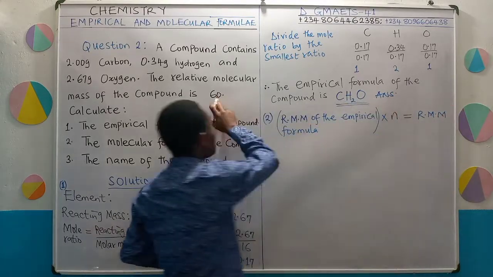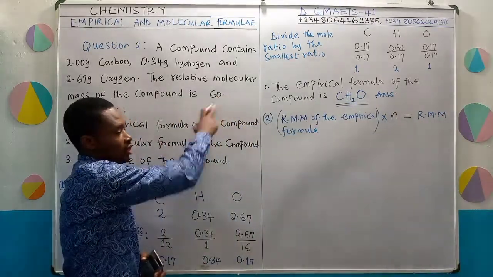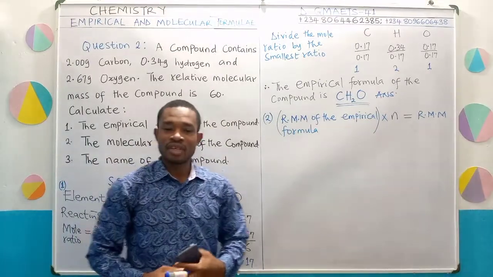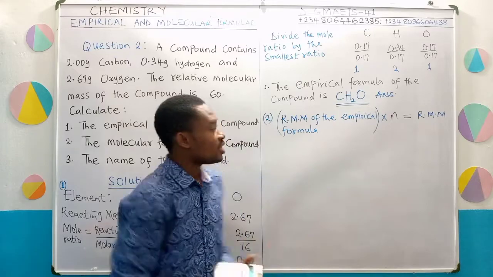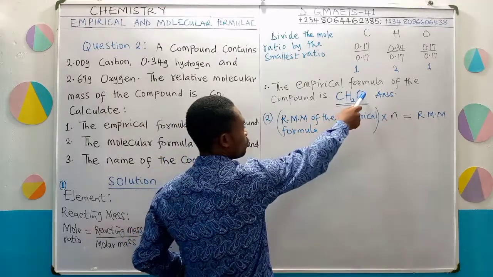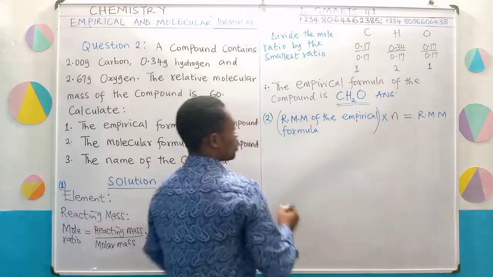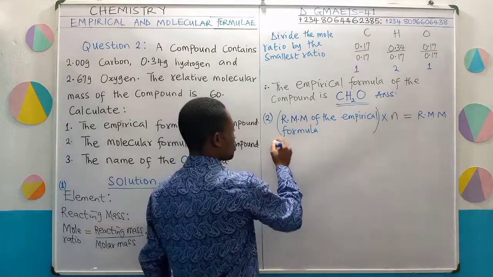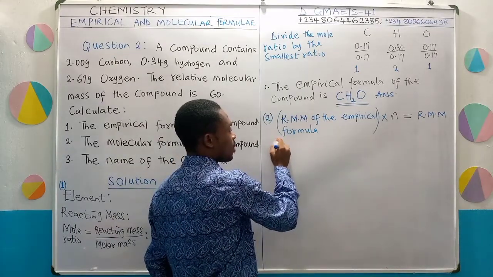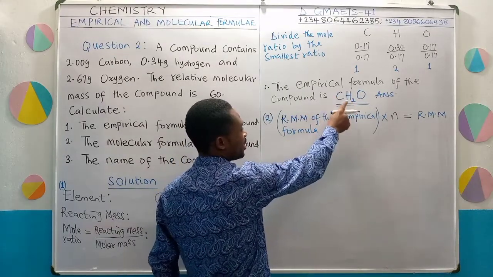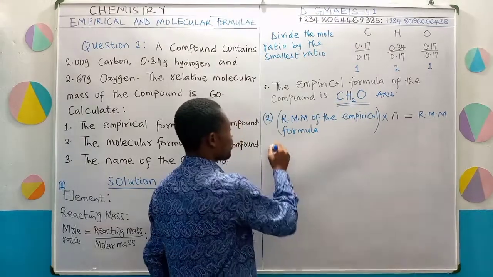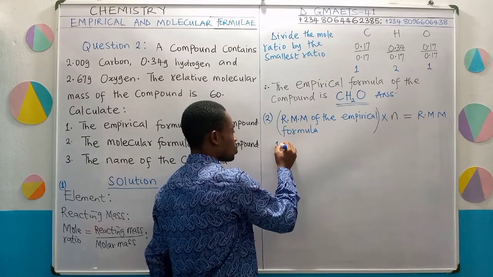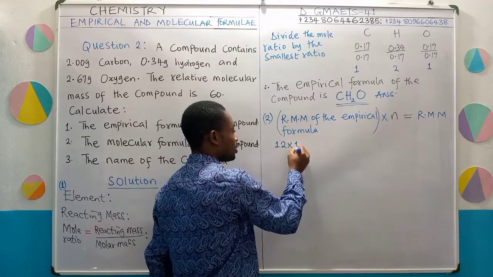Relative molecular mass. Here it was given to us to be 60. Now let us determine the relative molecular mass of the empirical formula. The empirical formula is CH2O. So if we were to get the molecular formula, this will simply give us the RAM of carbon multiplied by its number of atoms here, which is 1. And carbon, the relative atomic mass is 12. So it's going to be 12 times 1.